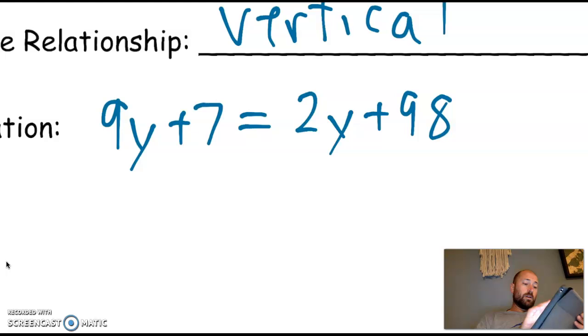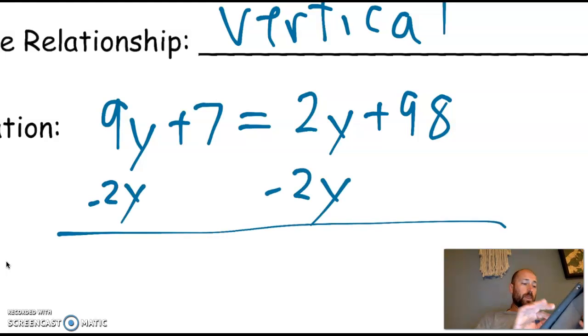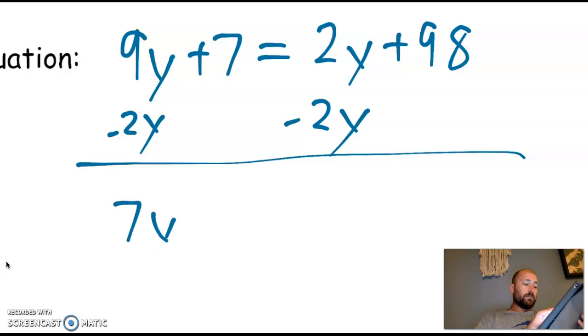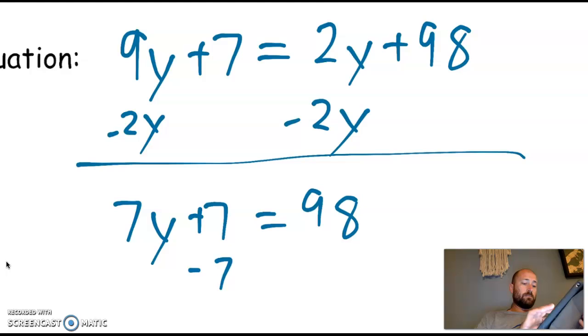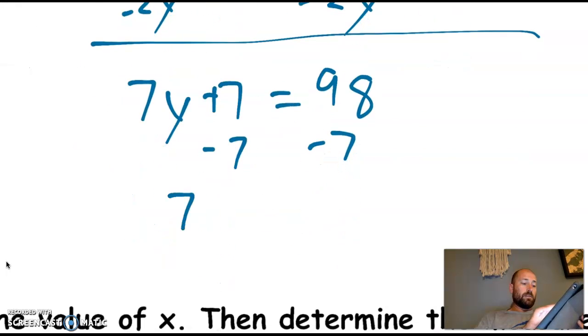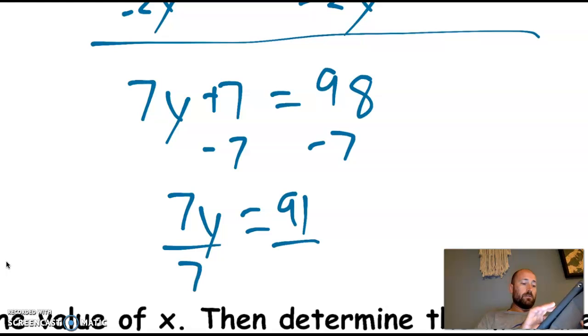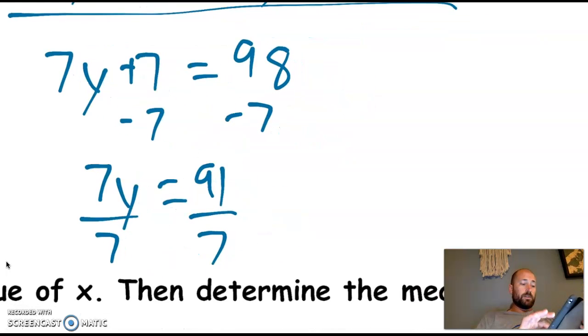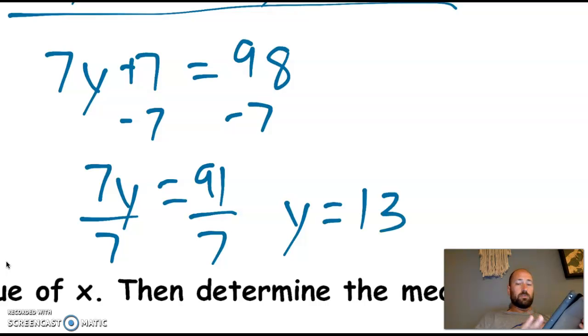All right, we've done this. We have variables on both sides. Minus 7, minus 7. 7y is equal to 91. Divide by 7. Divide by 7. Y is equal to 13.